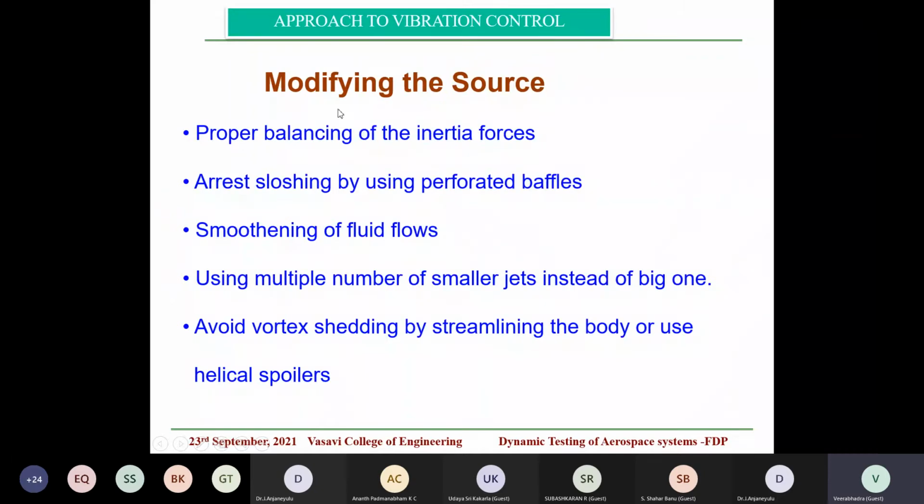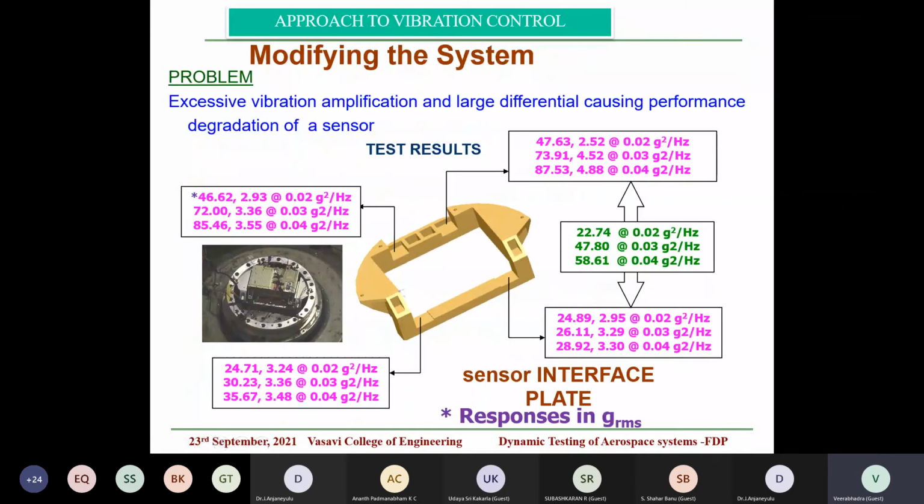Modifying the source, an example I'm giving, though it is not possible in our industry, is that you can do a proper balancing of inertia forces. If it is a sloshing of liquid, we can use perforated baffles, smoothing of fluid flows, using multiple numbers of smaller jets instead of bigger ones, avoid vortex shedding, and using helical spoilers. But for us it is not possible.